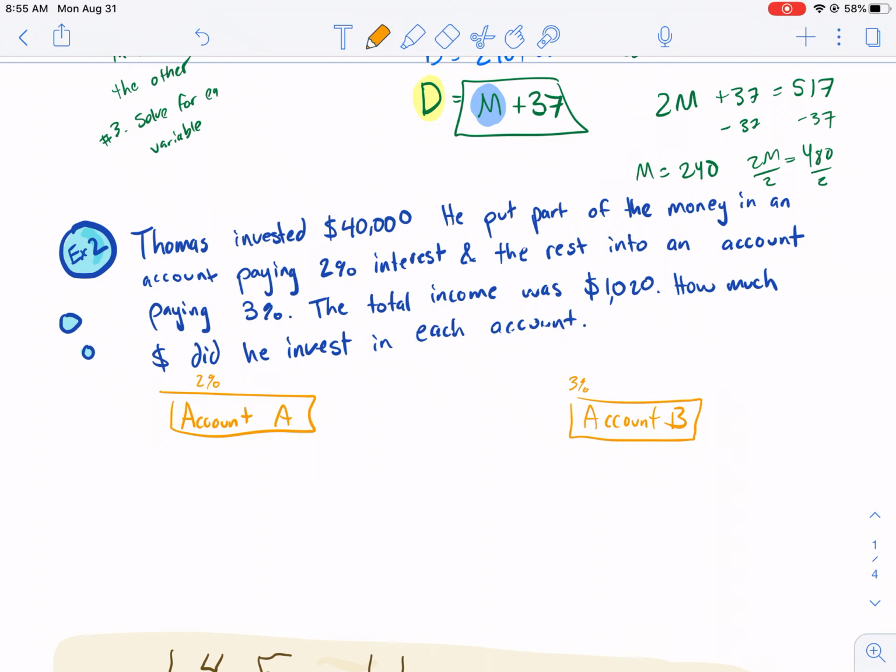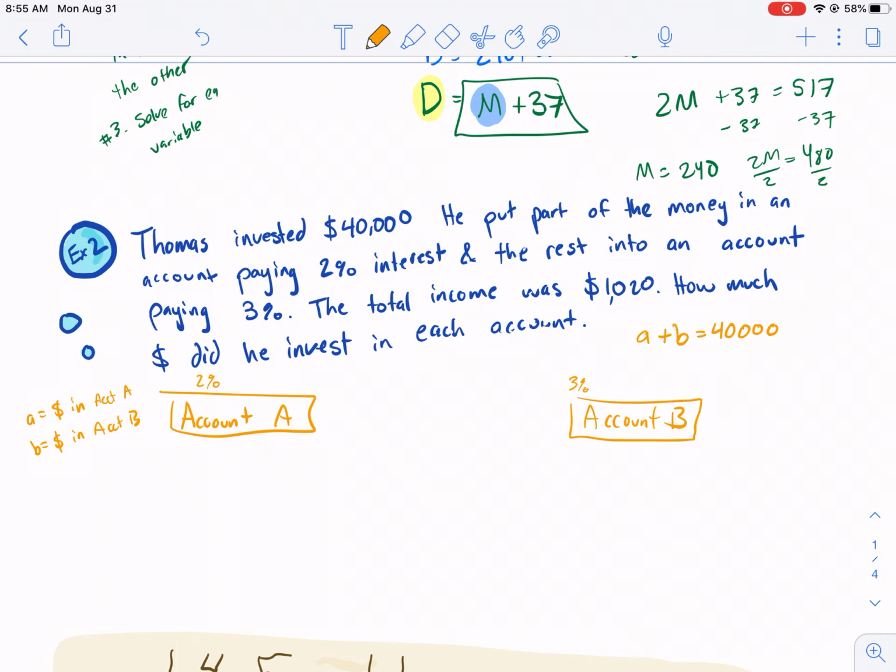We're going to say that A equals the money in account A, and we'll say B is the money in account B. That's what we're trying to find. So let's make our variables what we're trying to find. We do know that the money needs to add up to $40,000. So we're going to say that A plus B equals $40,000.